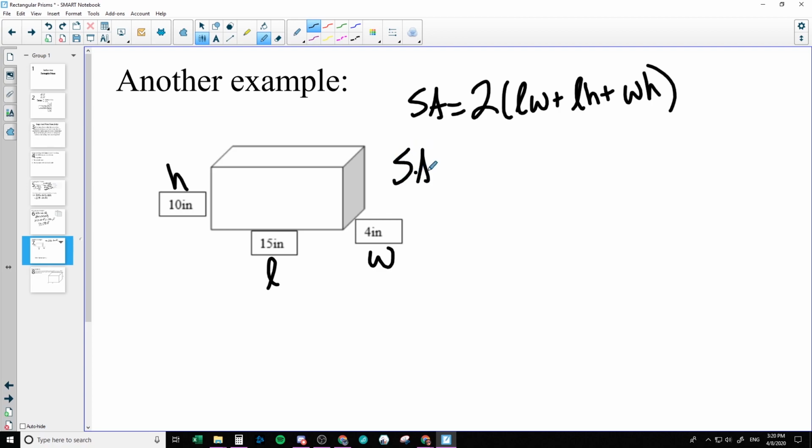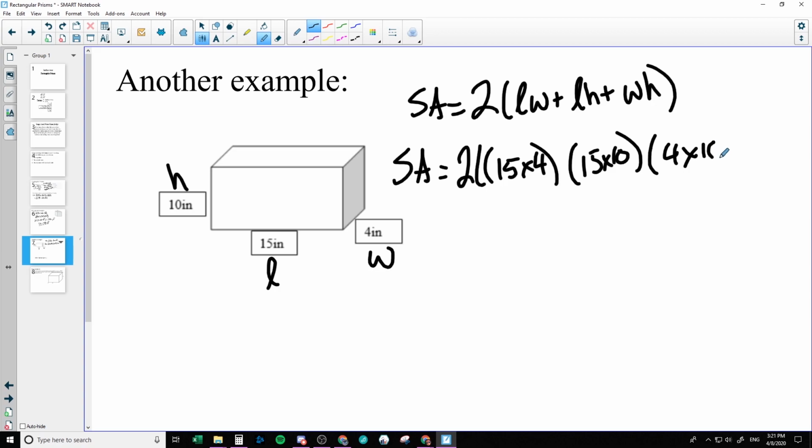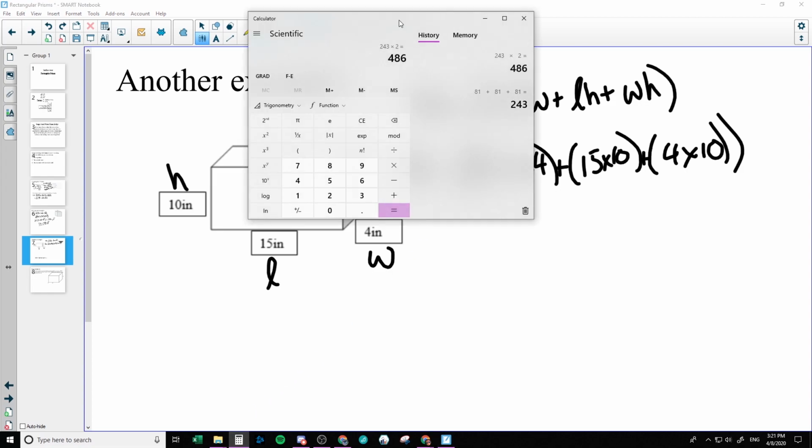So surface area equals 2 length times width, 15 times 4. Length times height, 15 times 10. Width times height, 4 times 10. And these are all added together. Okay, so let's pull out our calculator.